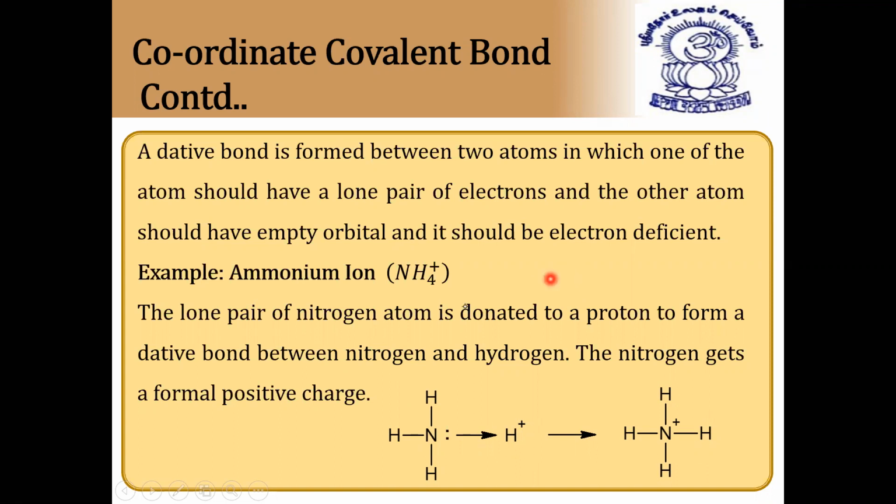Here nitrogen is called the donor and the proton is called the acceptor, not hydrogen. We can say the proton is the acceptor because it is accepting 2 electrons. So I hope it is clear.